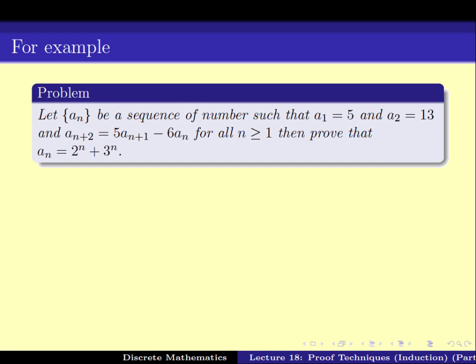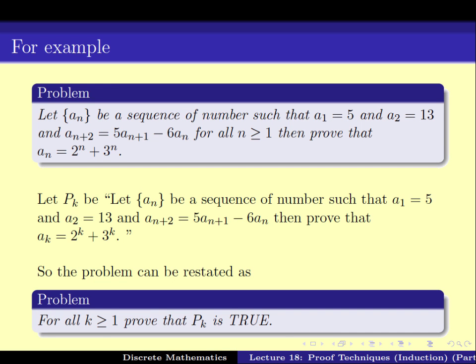Now, as we have done in other cases also, we have to split them up into smaller cases. So here, of course, let P_k be the case that if a_n is the sequence, then a_k is 2^k plus 3^k. And we have to prove that for all k greater than or equal to 1, P_k is true.